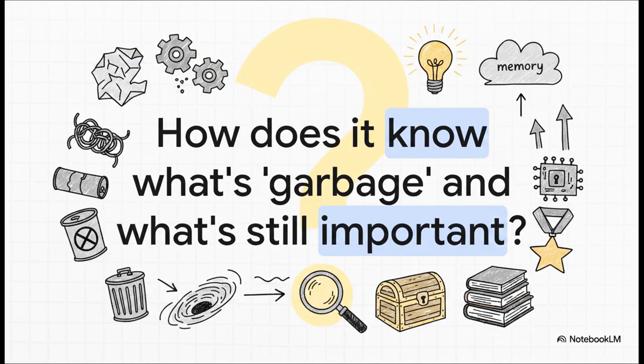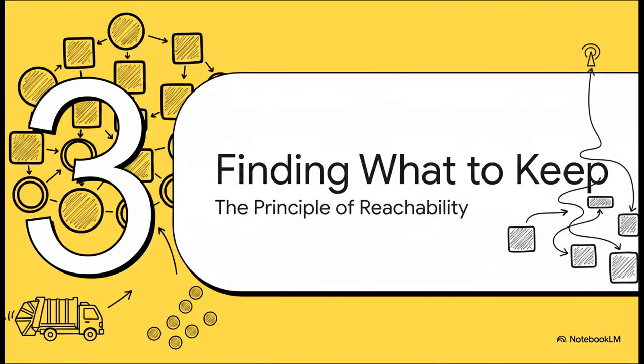Okay, but this brings up a really cool question, right? If this whole thing is automatic, how does the computer know? How does it decide what's garbage and what's still important to our program? I mean, how can it tell? Well, the answer is based on this really elegant idea called reachability.